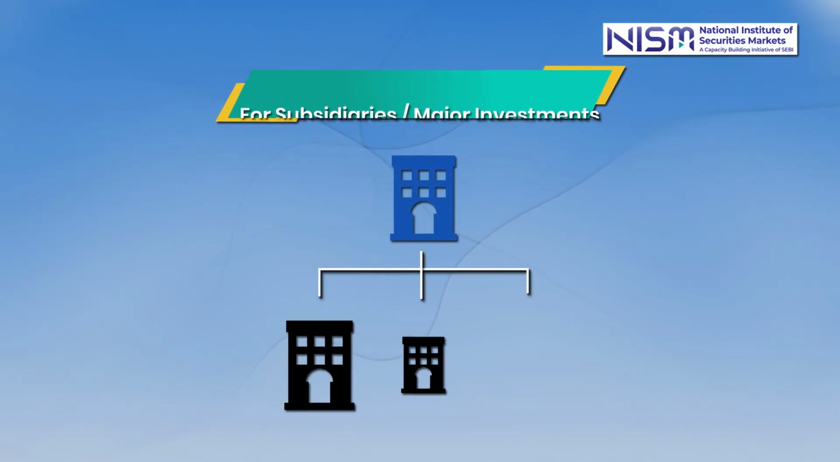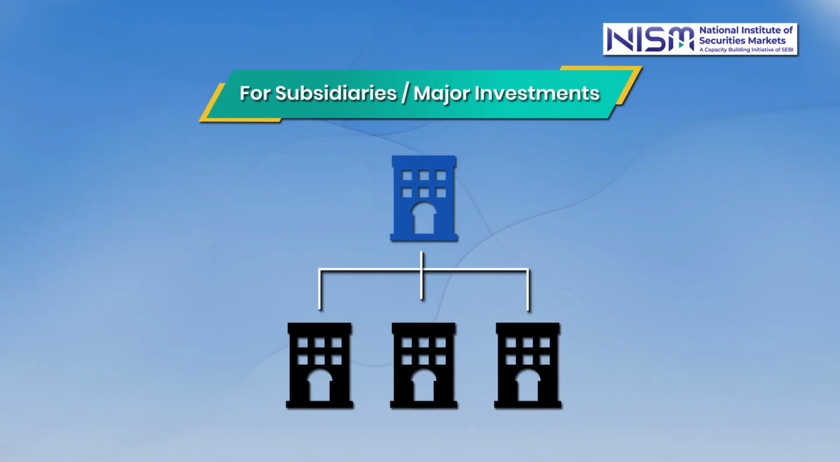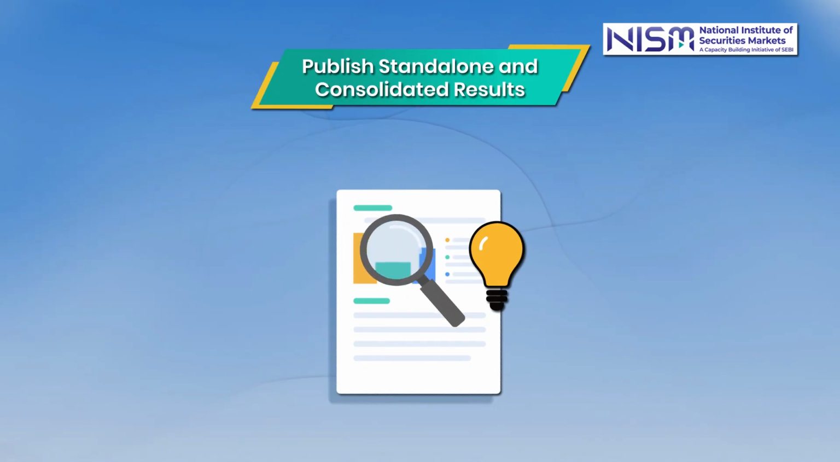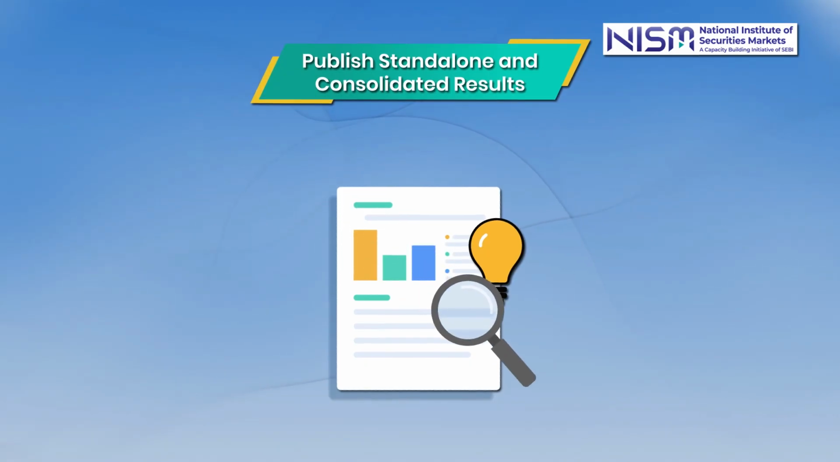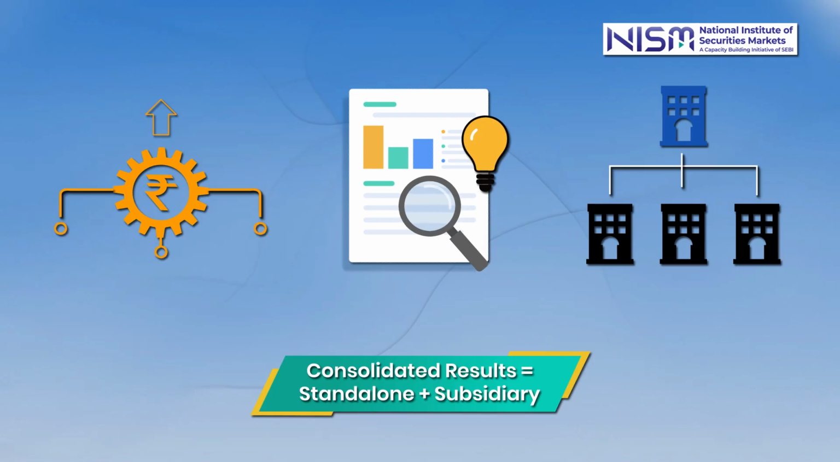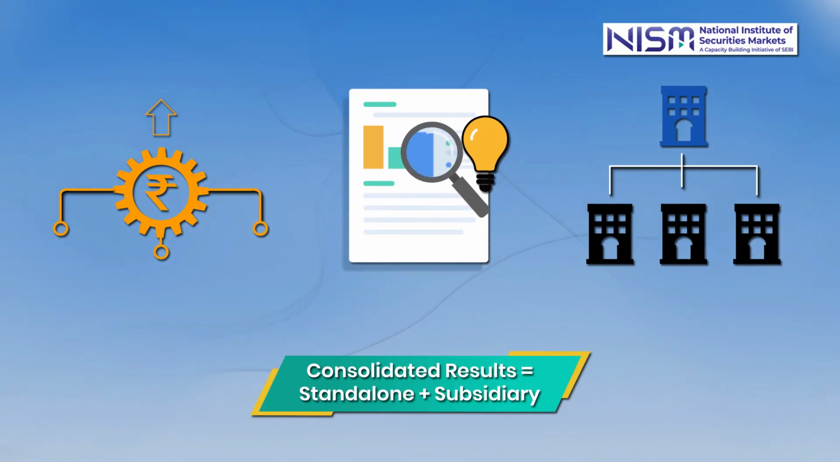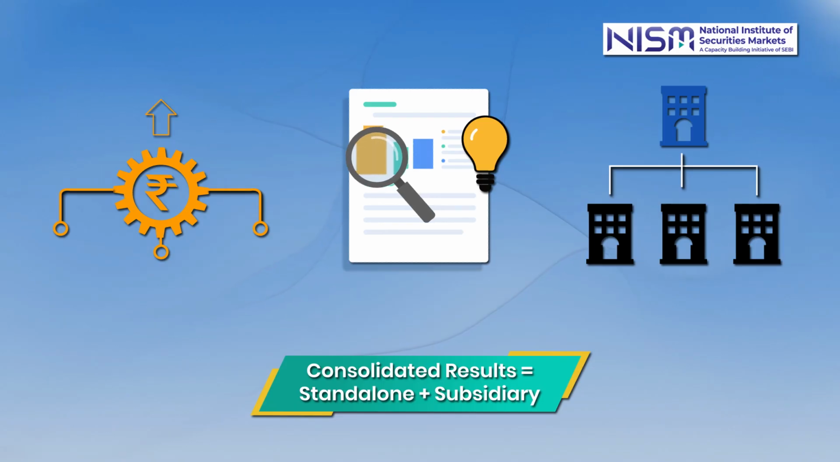If the company has any subsidiaries or any majority investments, then it is mandated that the company publish standalone results as well as consolidated results. The consolidated results being a summation of the standalone results plus the results of the subsidiary. So the audit report and the financial statements would be for standalone and for consolidated.